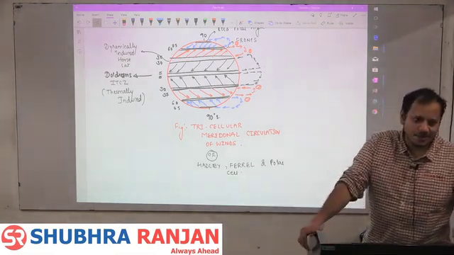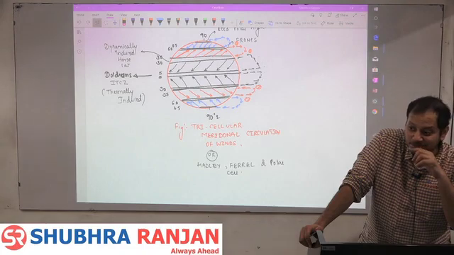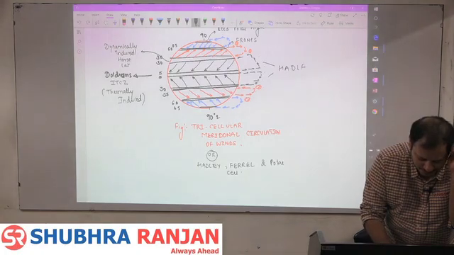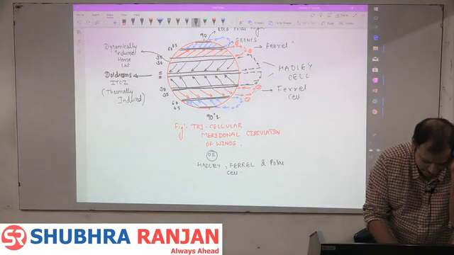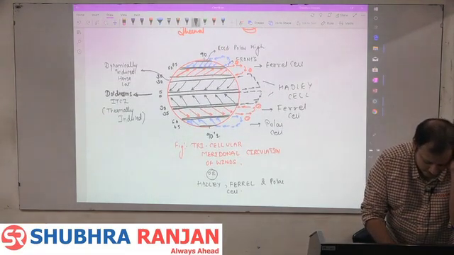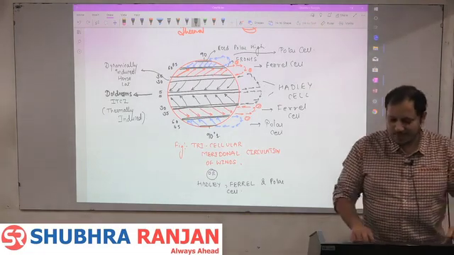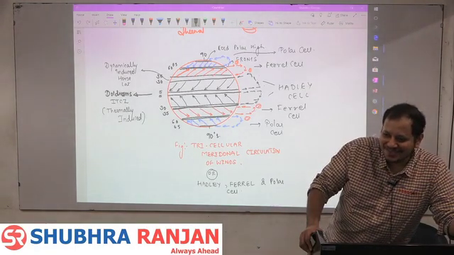So tell me, a question comes: write a short note on Hadley cell, what will you write? Easterlies or westerlies? A question comes on the Hadley cell. Which is Hadley cell? This is Hadley cell. This is Ferrel cell. Such an easy question will not come. Polar cell. Tell me what you are going to write. Write a short note on Hadley cell.